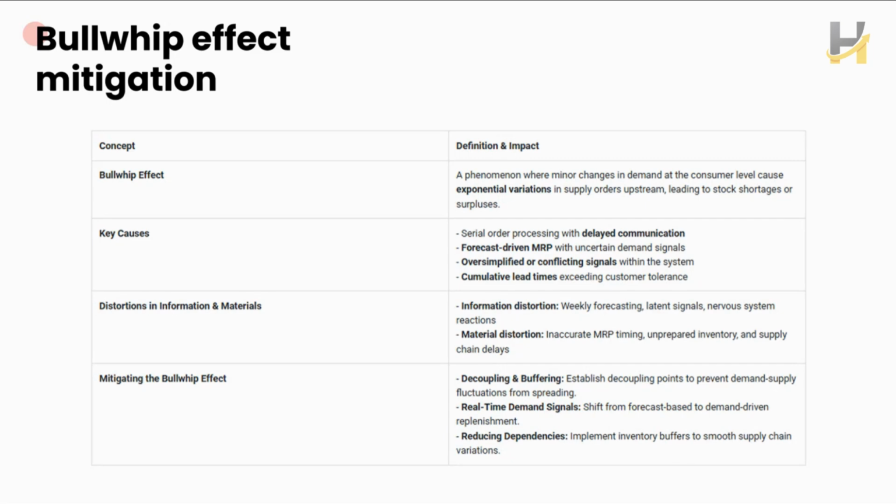And how do we mitigate this bullwhip effect? Is exactly through demand-driven planning. So step 1, decoupling. Step 2, buffering. Real-time demand signals, that's the net flow position planning, and then reducing the dependencies on the system.